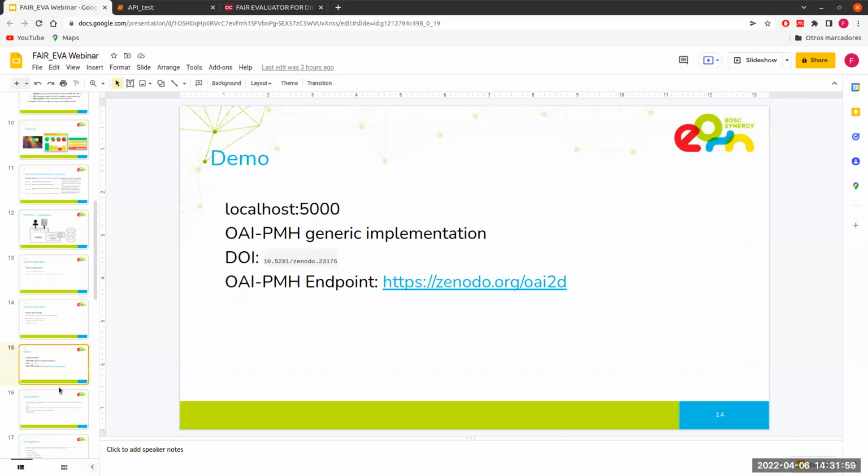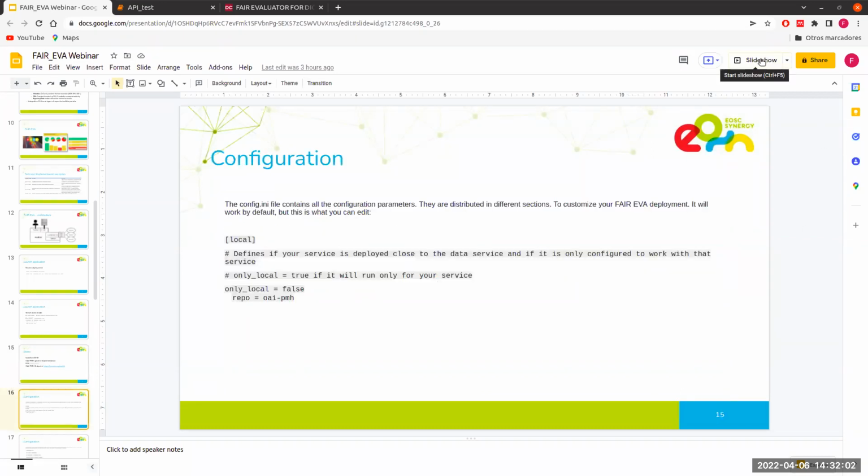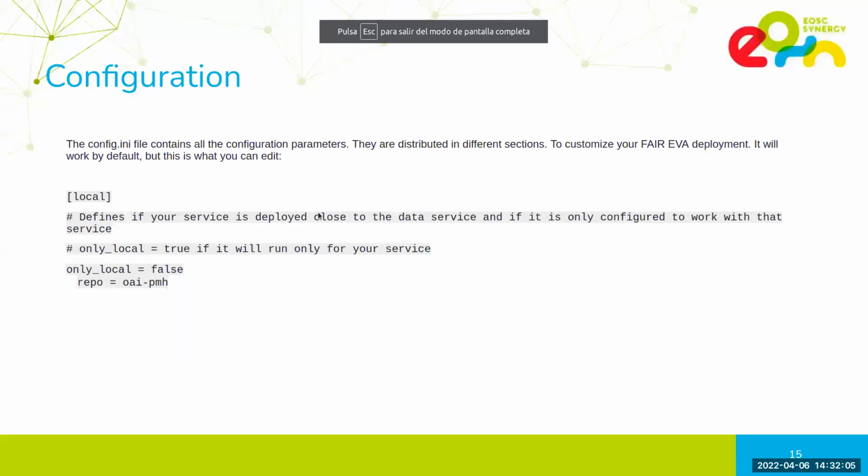Because, as I said, the idea is to be adapted to different cases, okay? So the configuration file that I mentioned before allows you to customize different things, okay? There are different sections where you can edit to customize your EVA deployment. For example, one of the things that you can do is to select if your EVA deployment is focused on one data service or more, okay? If you want to just use EVA for your local repository, you can select only local and you will select the only plugin to work.